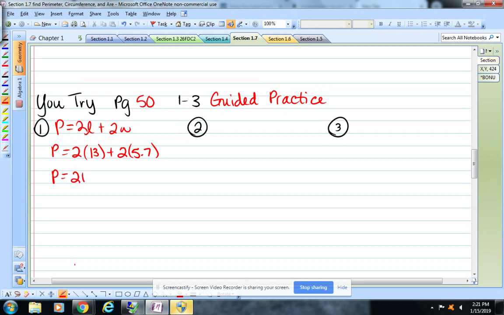2 times 13 is 26. What's 2 times 5.7? 11.4. And then you add that, and you got what for your perimeter? 37.4 meters. Raise your hand if you got your perimeter for 37.4 meters.